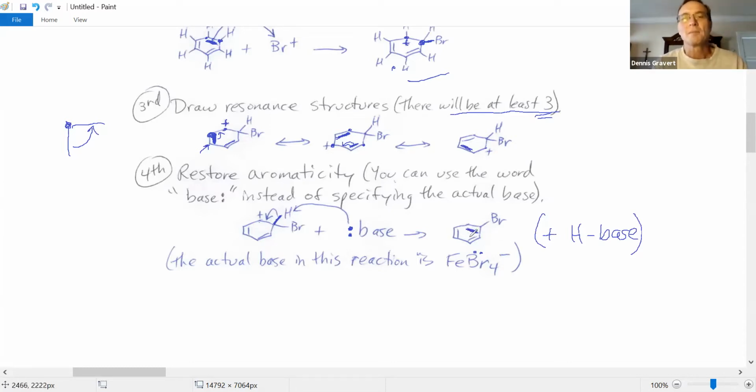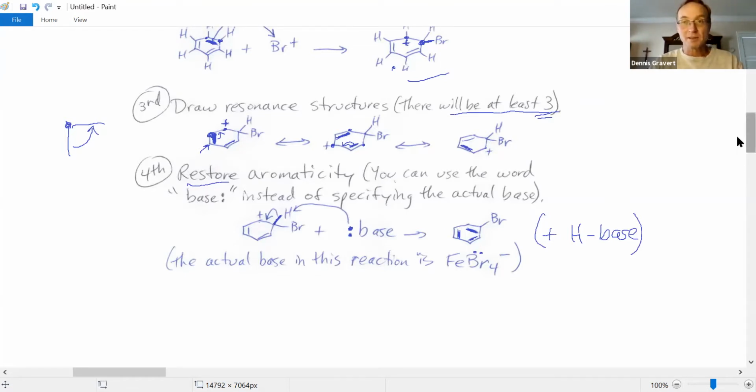We're trying to restore aromaticity here. So we need the Huckel number to be 6. Now we have 6 pi electrons, and the final product is now aromatic. Cool, that's the mechanism, yay.